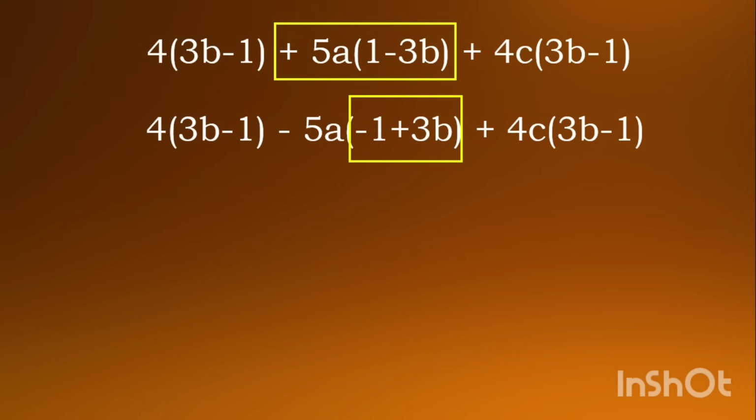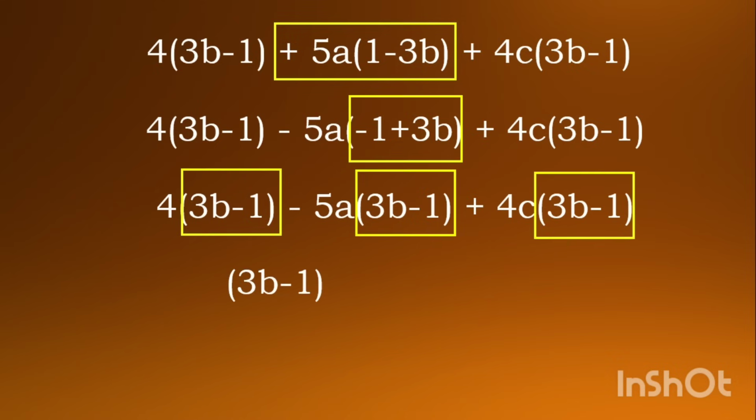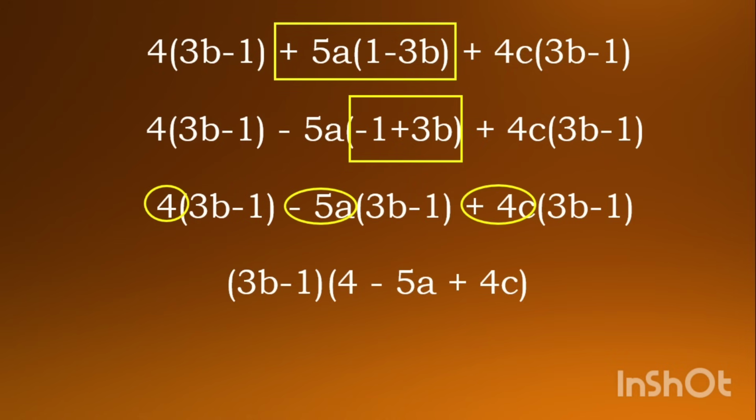Now, hindi pa rin sila pareho. So, paano ang gagawin? We will just rearrange the given polynomial. So, pwede na natin siyang ayusin. So, paano gagawin? Aayusin lang natin siya. Yung 3b, ilagay mo sa left. Yung minus 1, ilagay mo sa right. So, kung mapapansin nyo, pare-pareho na sila ng GCF. So, we will now have 3b minus 1 times 4 minus 5a plus 4c.